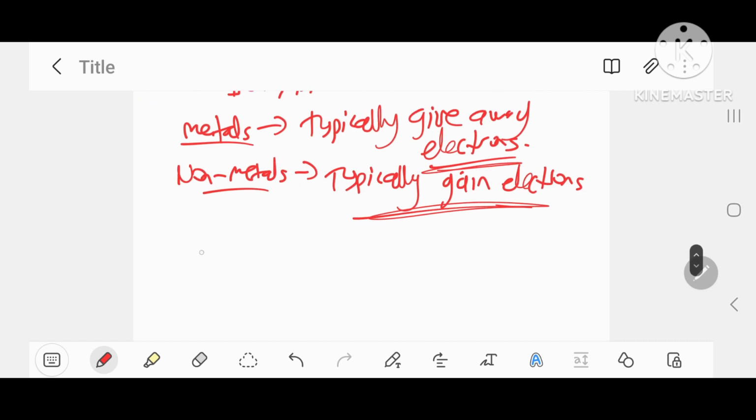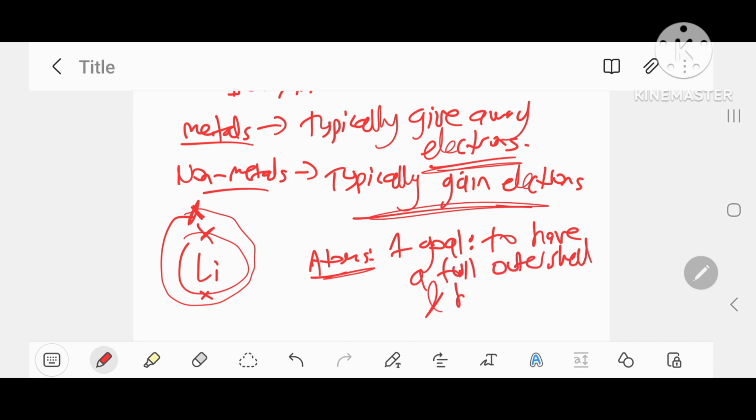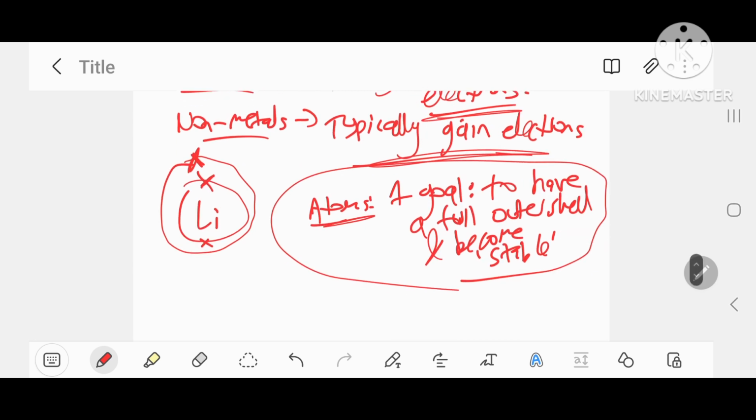Okay, so metals. Let's take lithium, for example. As I mentioned before, lithium has 3 electrons. It's got 1 valence electron. Now, another important note, atoms have one goal, and that goal is to become stable. To become stable, you have to have a full outer shell. What do I mean by stable? I mean stable in the sense that it won't react with any other atom or element. Okay, it'll stay as it is.